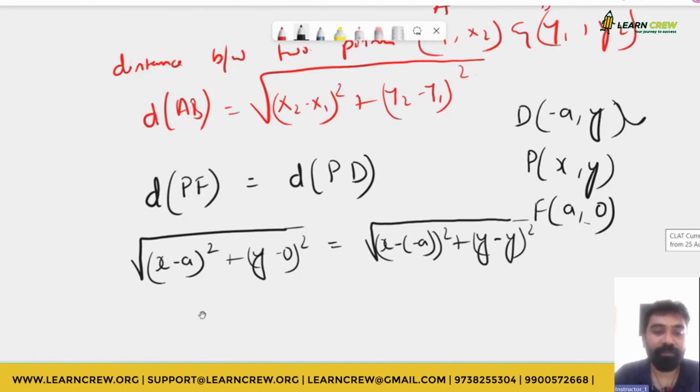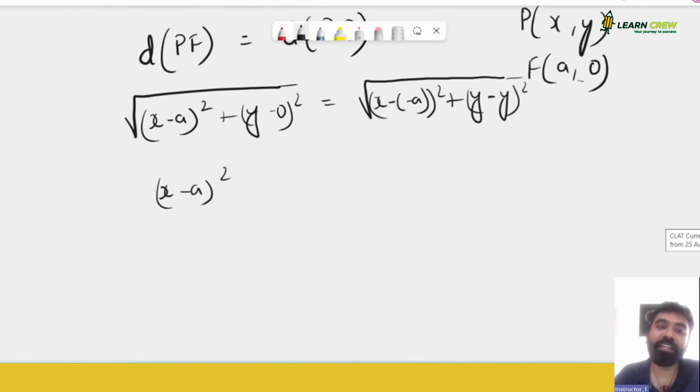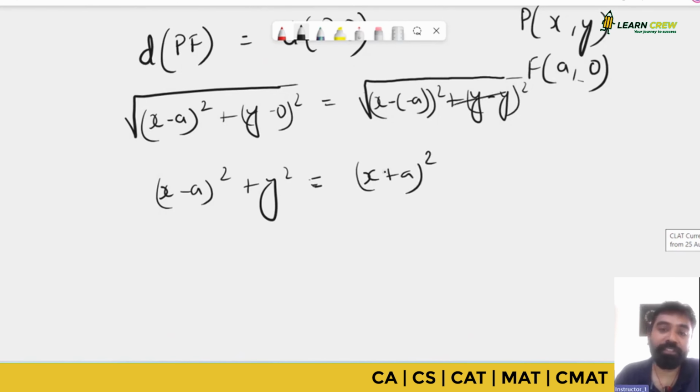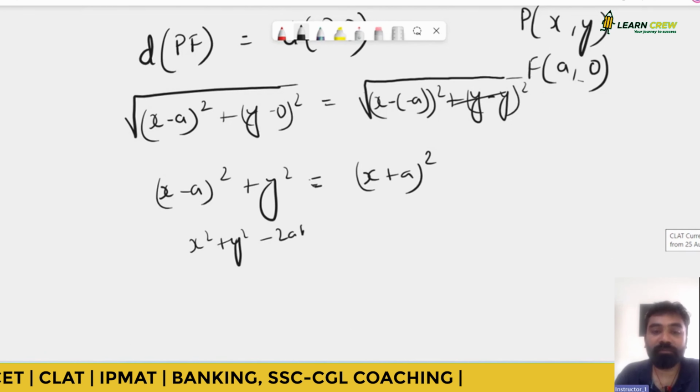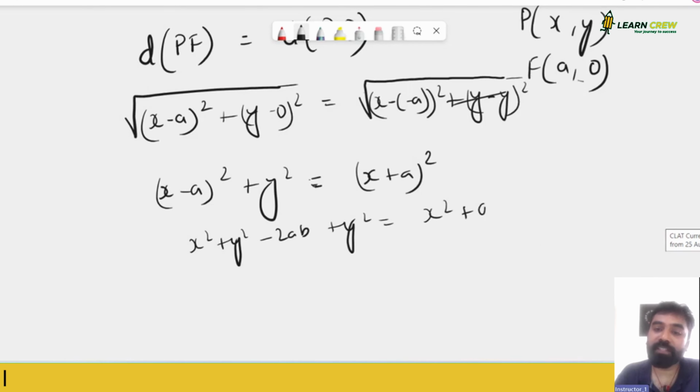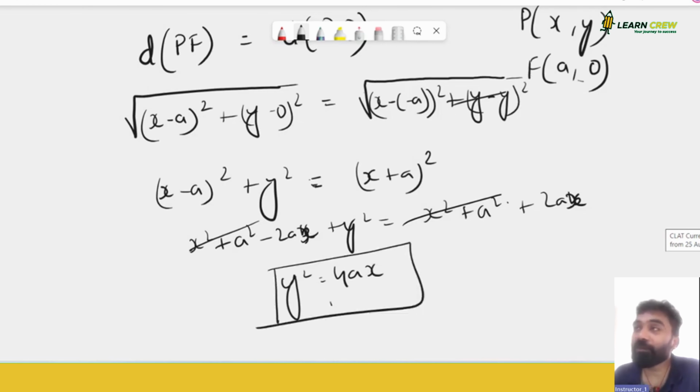This can be further simplified. I'll square both sides. It becomes (x minus a) the whole square plus y square equal to (x plus a) the whole square. That last term becomes 0. If I expand it, x square plus a square minus 2ax plus y square equals x square plus a square plus 2ax. These terms get cancelled out. Y square equals 4ax. This becomes the standard equation for this particular parabola on the right side.